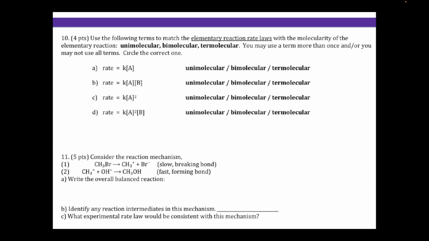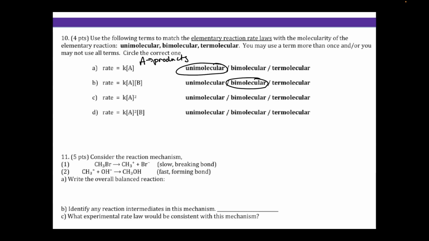Here we have some rate laws and need to determine the elementary step's molecularity. So here, since it's k[A], that means it must be a unimolecular step. So this must be something like A goes to products, just a single thing colliding. The second one, the order is 2, so that must be a bimolecular step.